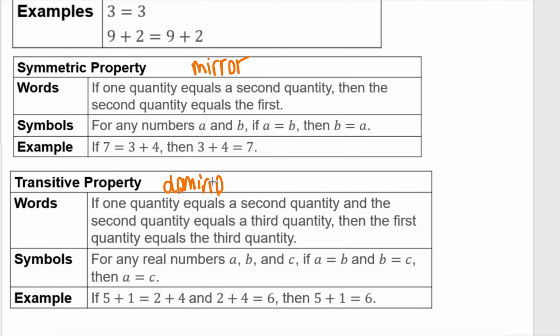So for example, if A is equal to B and B is equal to C, then automatically A can be equal to C. So we see how we connected 1 to 2, then we connected 2 to 3, so then we can say 1 is equal to 3. So same thing here. If 5 plus 1 is equal to 2 plus 4, and 2 plus 4 is equal to 6, then we know that 5 plus 1 is equal to 6.